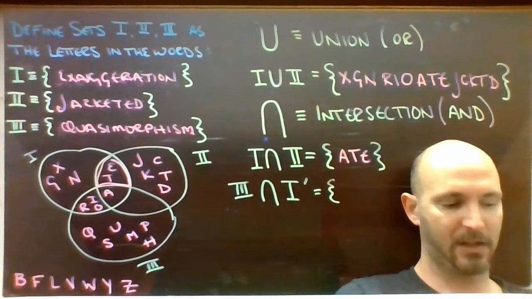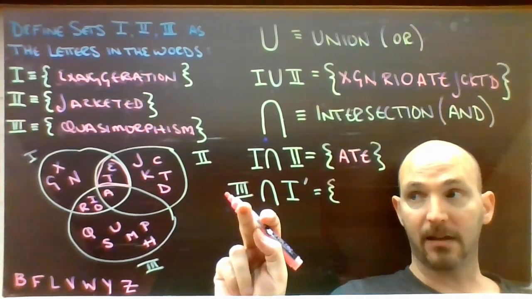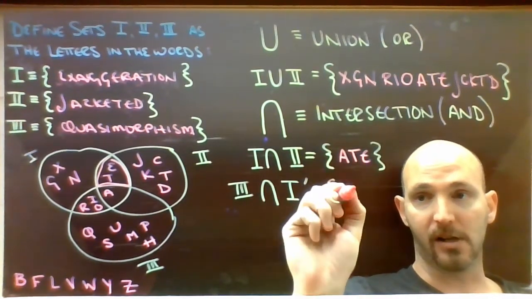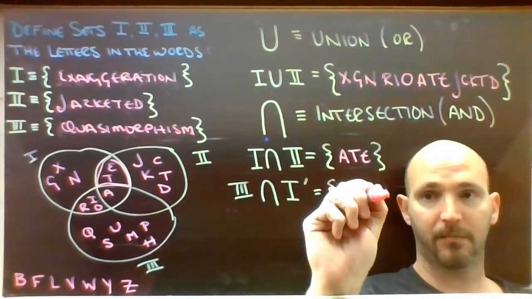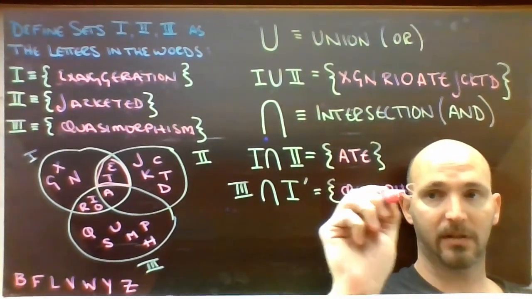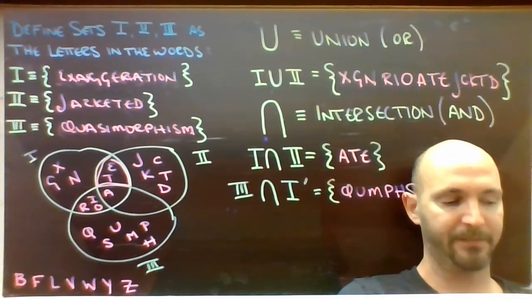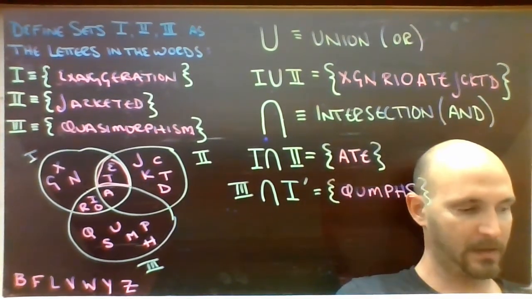So if I were to take a look, the letters that are in quasimorphism and not in exaggeration are Q, U, M, P, H, S, whatever a quumph is, plural, because there's many of them. Lovely.